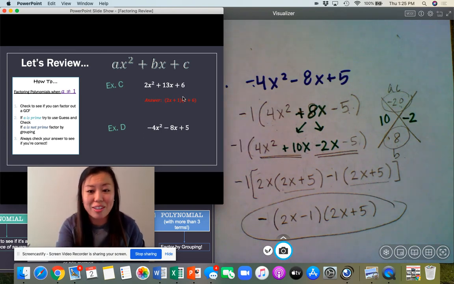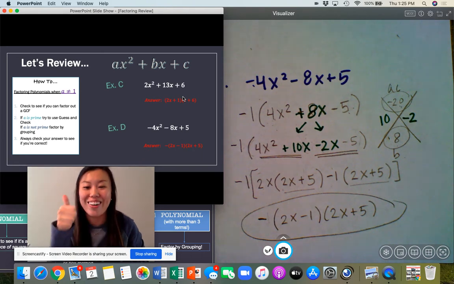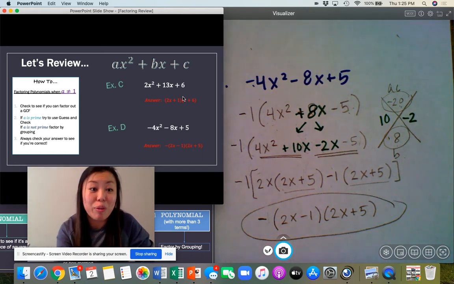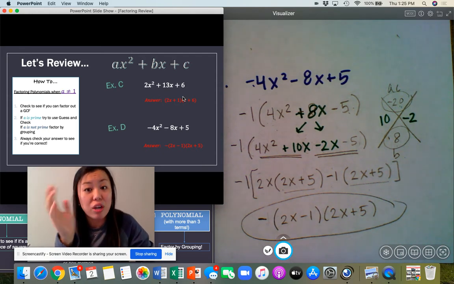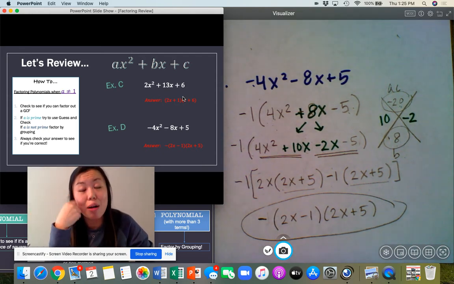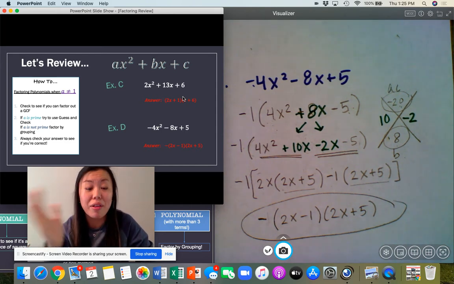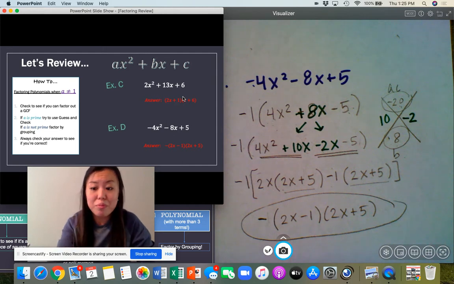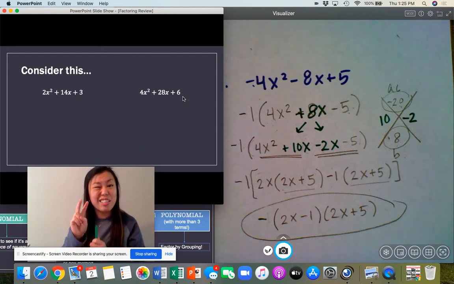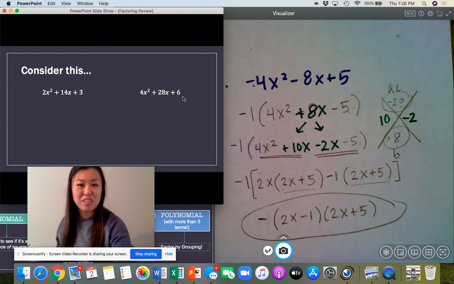All right, let's see if our answer is correct. Awesome. All right. So we've just gone over how to factor polynomials when my leading coefficient is 1. And we talked about some different strategies to factor my polynomial when my leading coefficient is not 1. We can still use guess and check, but other times you can use factoring by grouping. All right, so let's get to our last two examples for today, which are some special cases.